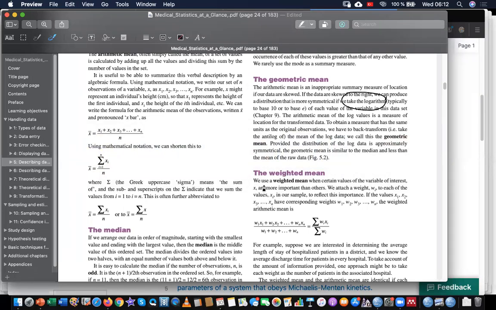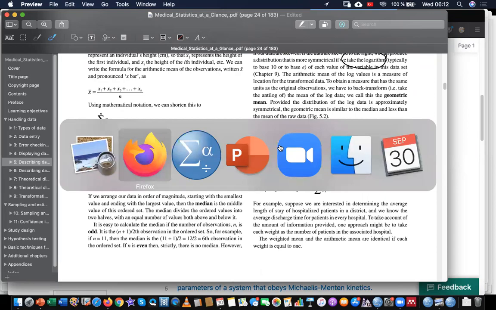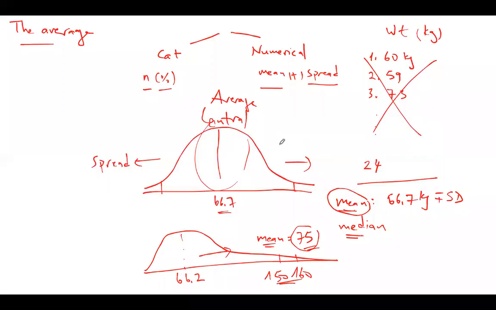Then lastly, the weighted mean. What is the weighted mean? The weighted mean is about some certain values of interest might be more important than the others. This you have in some schools when they calculate the average mark at the end of the year. You have different weights of your topics.